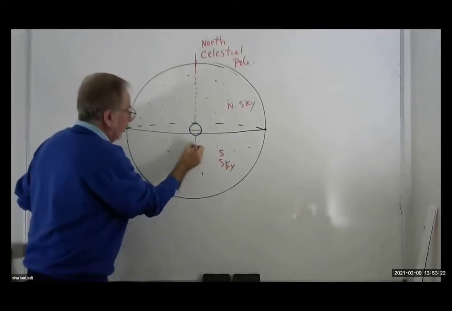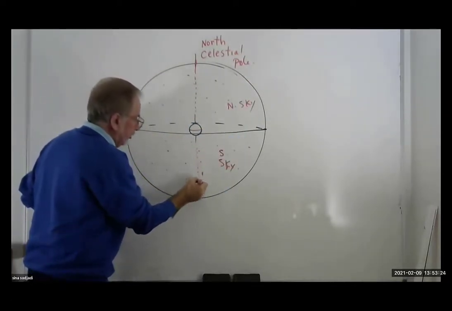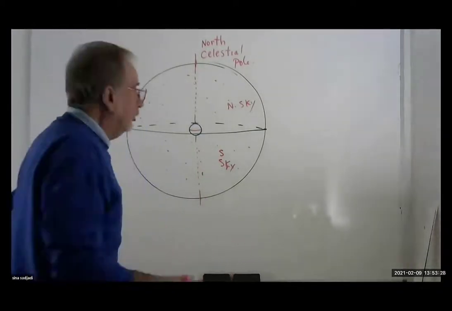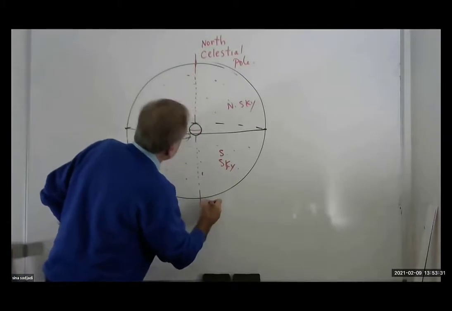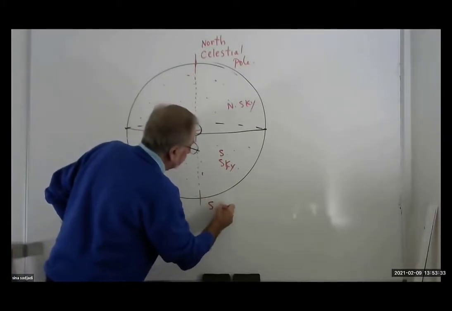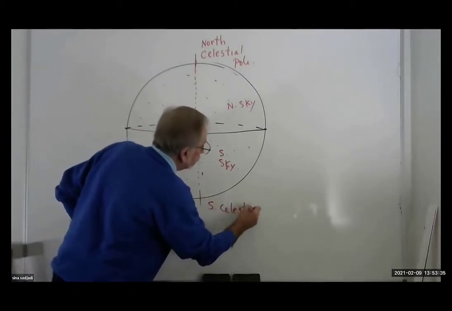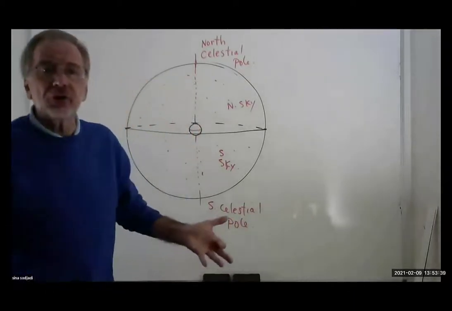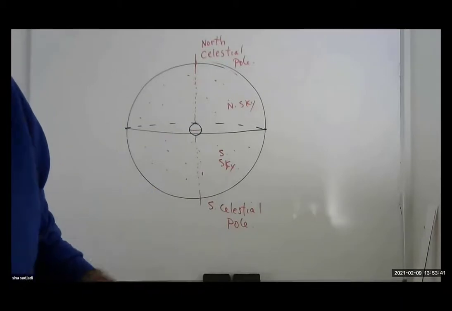So I follow it down to where the axis of the Earth hits the sky. This is called the South Celestial Pole. So this is the South Celestial Pole. South Celestial Pole. So what do we call this whole thing? The Celestial Sphere.